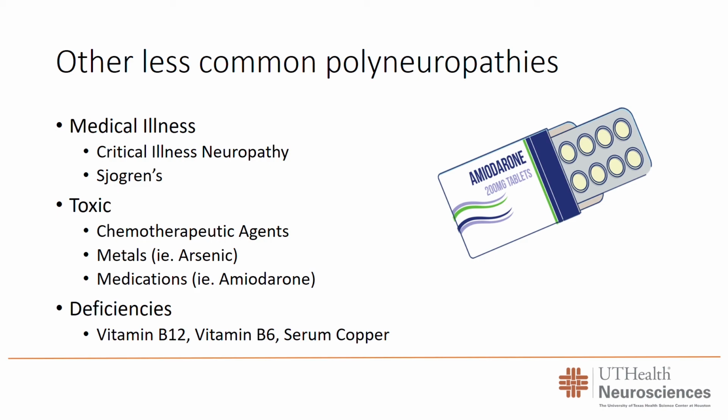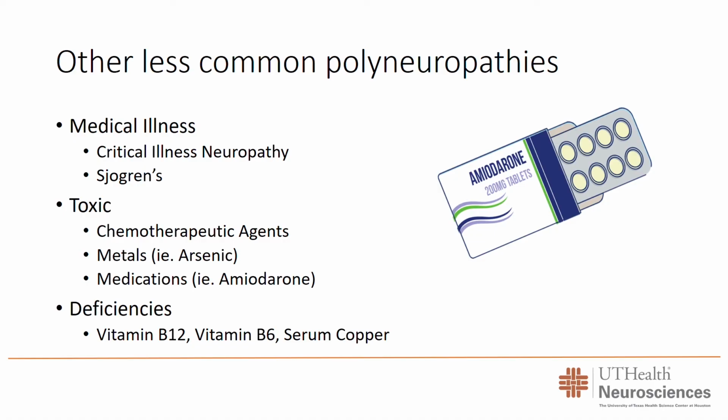during their hospitalization. Another interesting one is Sjogren's disease, which is also associated with neuropathy. This one actually produces a sensory neuropathy or a sensory ganglionopathy. And then you can have toxic neuropathies. I've seen a lot of this lately. So patients who were diagnosed with cancer, underwent chemotherapy, and then developed neuropathies after they completed chemotherapy. You can also see neuropathies with heavy metals, things like arsenic, and medications like amiodarone have been associated with neuropathies.